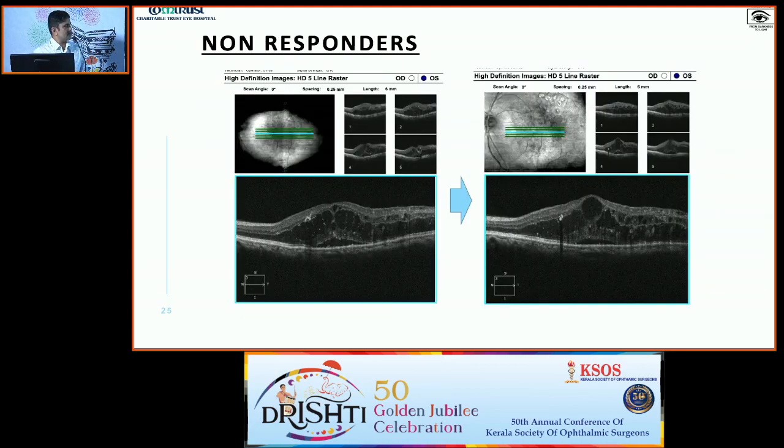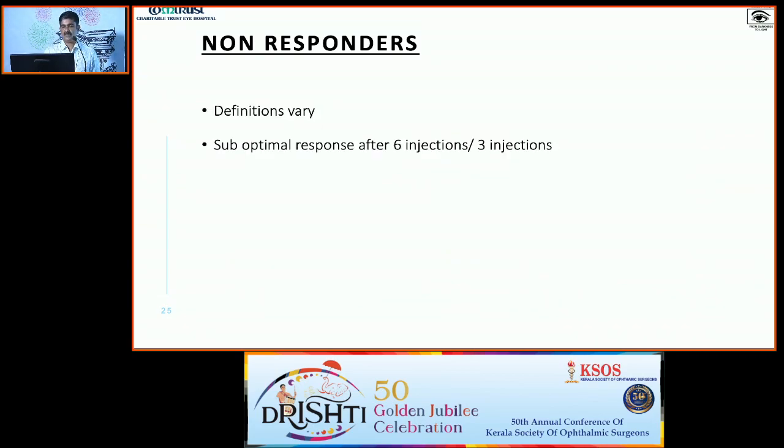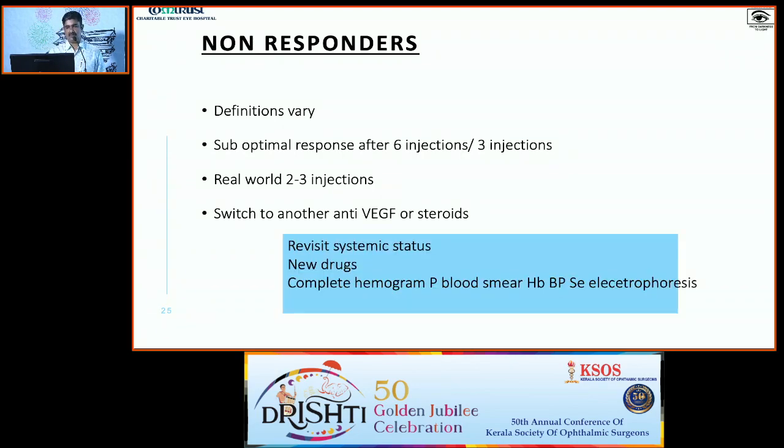Then come non-responders, like this case where after injection it has actually worsened. Non-responder is a very difficult definition, because many clinical trials ask us to wait for 6 injections before we call them non-responders. But in a real-world scenario, we would call them non-responders after 2 to 3 injections if we are seeing either less than 10% improvement or less than 5 letter gain in vision. Here your option is either to switch to another anti-VEGF. There is no rule that if one anti-VEGF is not working, another won't work. So if you are injecting bevacizumab, you can go to ranibizumab or aflibercept. Otherwise, you can think of giving steroids also.